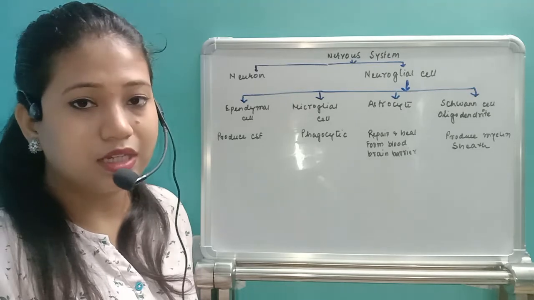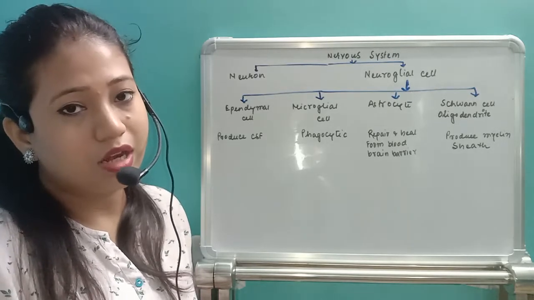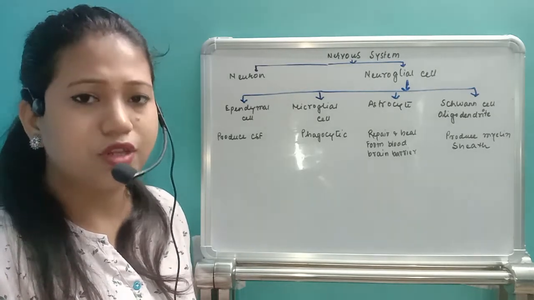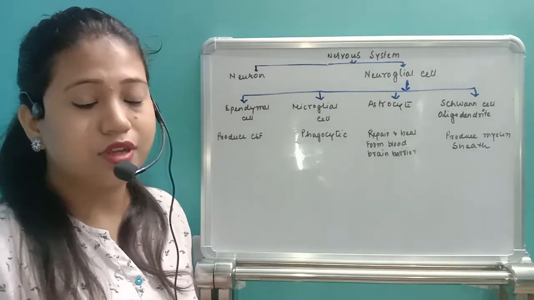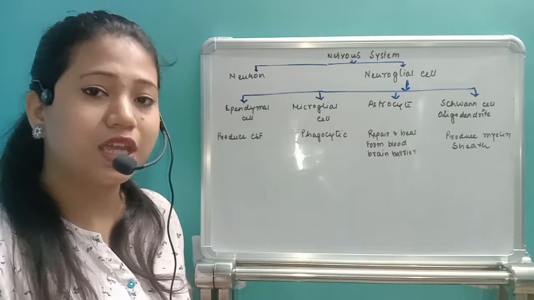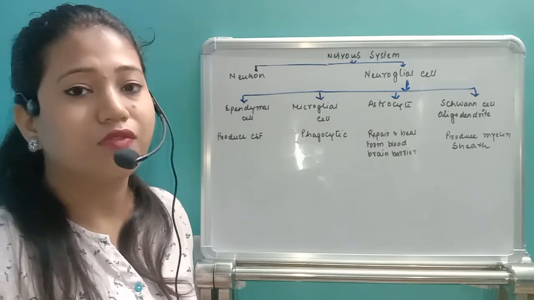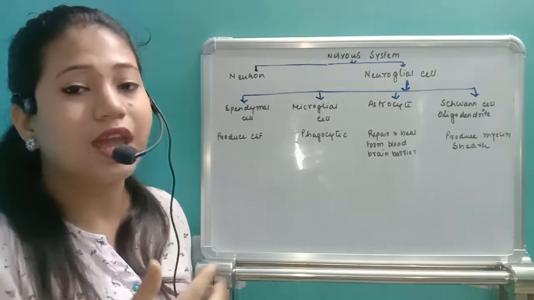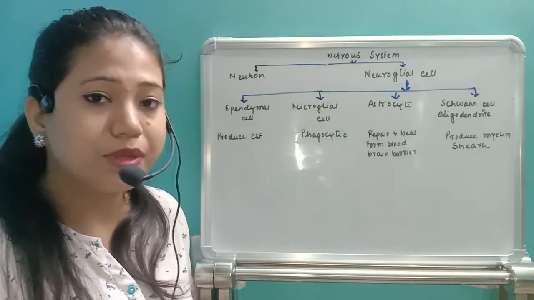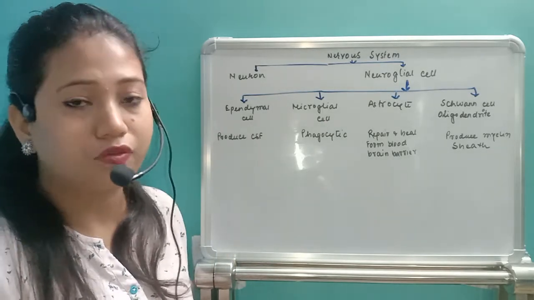After that we will see the cells of the nervous system. There are different types of cells. Basically, we can divide the cells of the nervous system into two types only. One is the neuron and the second one is the supporting cell. So what are the supporting cells? They are non-excitatory cells which are helping the nervous system in many different ways.